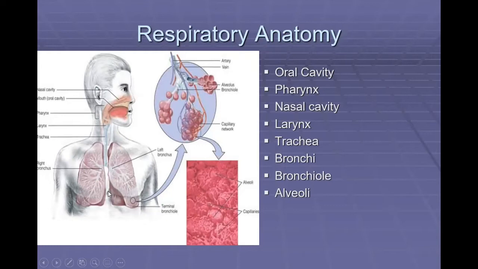Okay. So we're going to talk quite a bit about how these function. But one of the main things that we're going to be really looking at is the lower airway, especially past the trachea, going into the bronchi, the bronchioles, and especially down into the alveoli. We're going to be really talking about the bronchioles and the alveoli quite a bit here in just a minute.